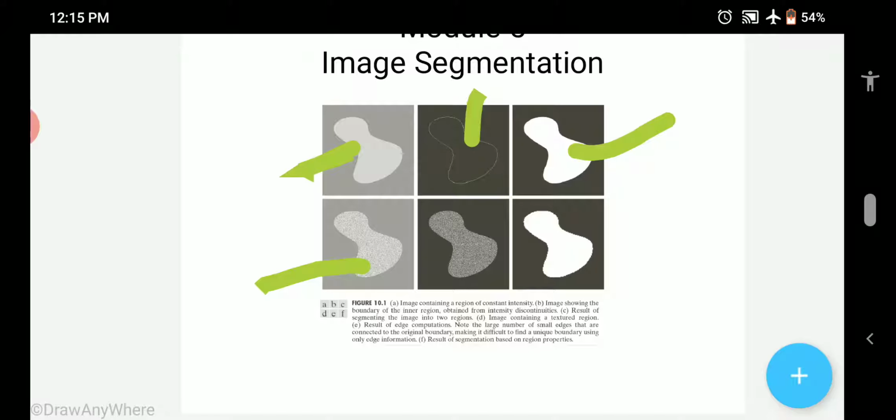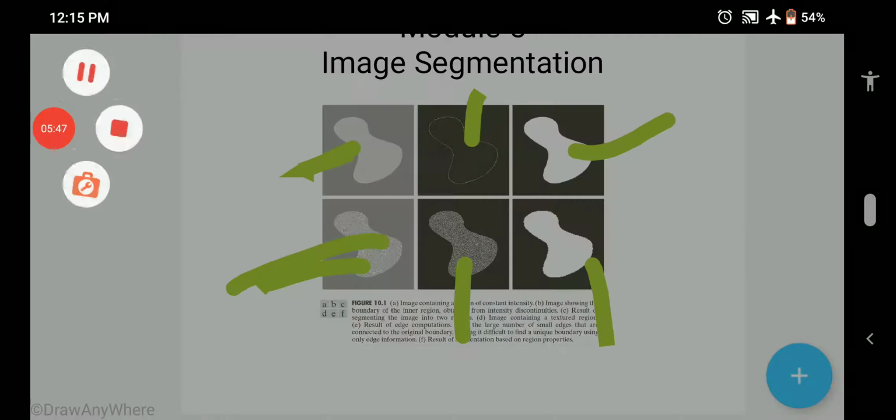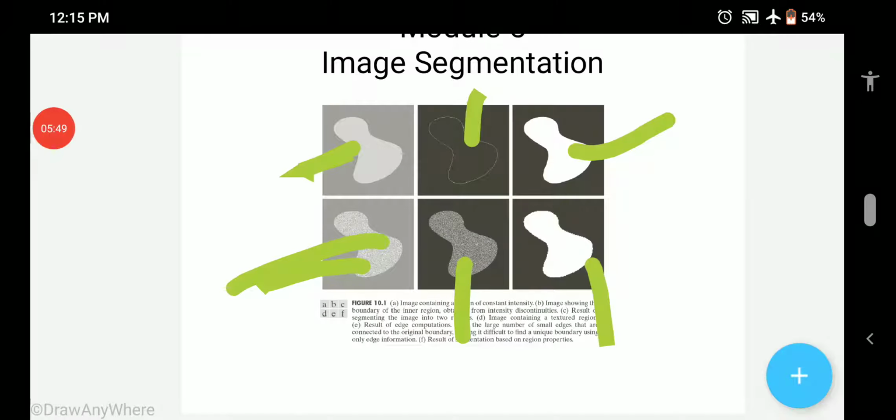Now the next two figures. Figure E shows the result of computing the edges of this original image, and figure F shows the result of dividing the original image into sub-regions of size 4 by 4. Each sub-region was then labeled white if the standard deviation of its pixels was positive.